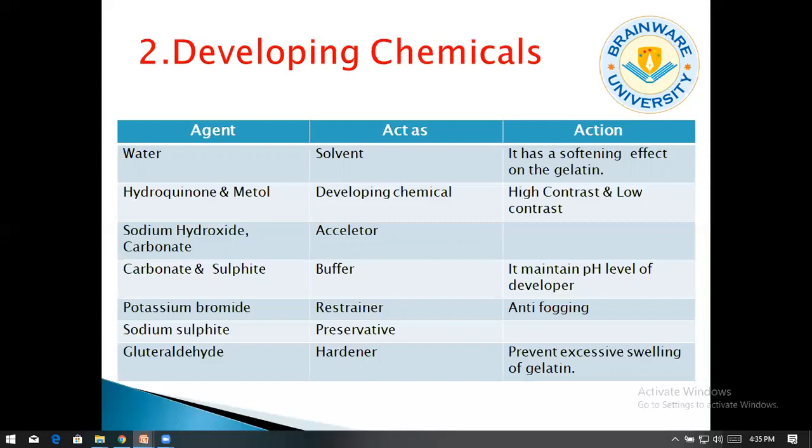Next, a restrainer should be used to prevent fog. Potassium bromide is the chemical used as an anti-fogging agent. And sodium sulfite is used as a preservative agent that will preserve the developing chemical. And glutaraldehyde can be used as a hardener. The function of glutaraldehyde is important because when we are using a solvent to soften the gelatin layer, it can increase the size of the gelatin layer. So to prevent excessive swelling of the gelatin, as a hardener, we can use glutaraldehyde.